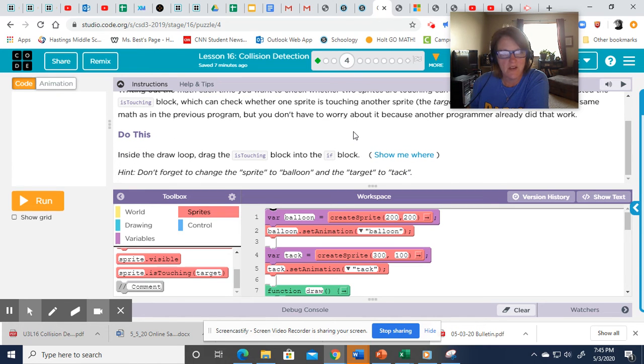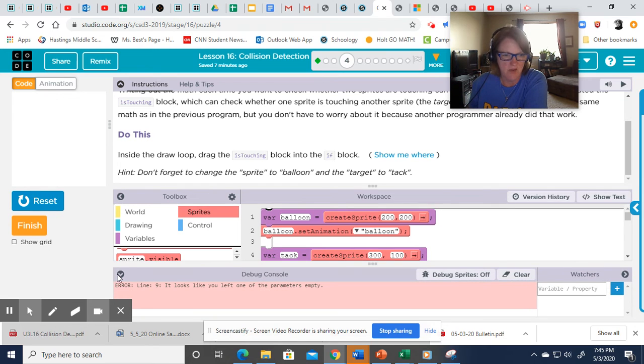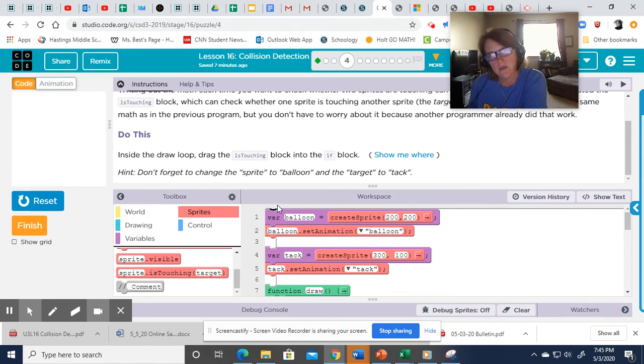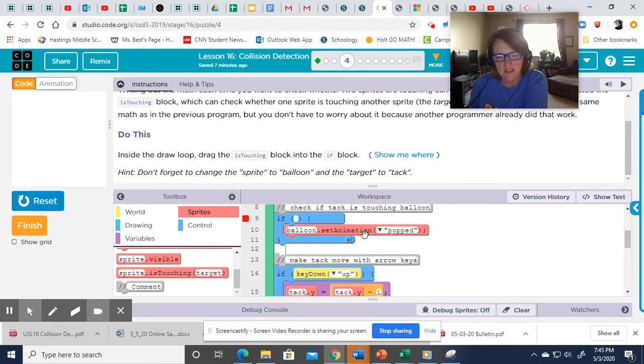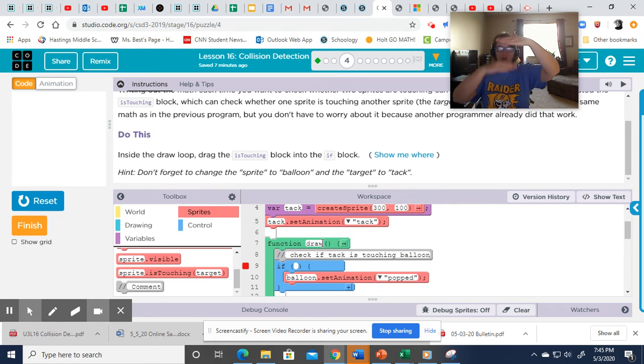So here's what we're asking you to do. Inside the draw loop, let's go find it. I've got the balloon and the tack again. Oh, it won't even let me run it because something's missing. Balloon, sprite setup, the tack is set up just like before. And inside the draw loop, rather than having all of that nested math commands, they are saying drag the is touching command into the if block.